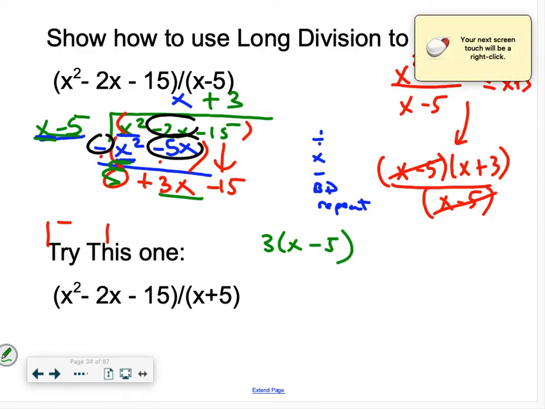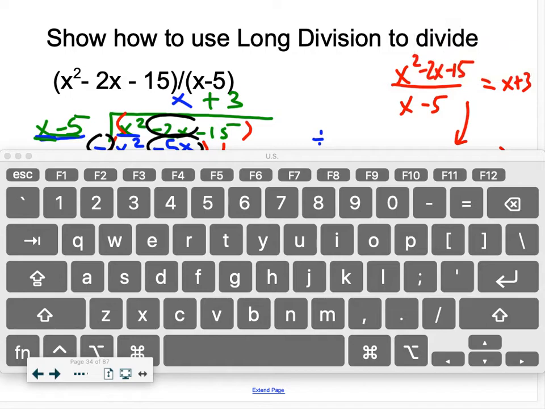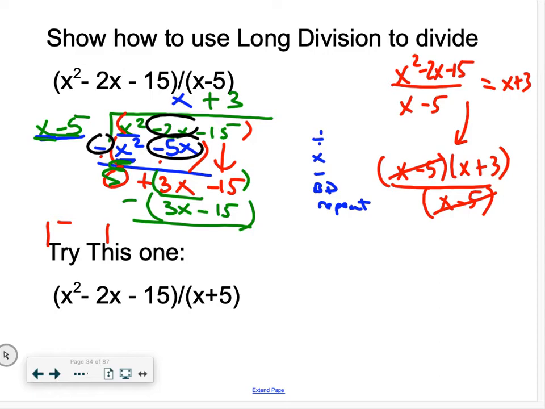So 3 times x minus 5 is 3x minus 15. And then I subtract 3x minus 15 from itself, which is 0. Anything minus itself is 0. But again, you can see that if I do 3x minus 3x, I'll get 0. And negative 15 minus a negative 15 becomes distributing that negative, plus a positive. So in this case, I have a remainder of 0, and there's my answer, x plus 3.